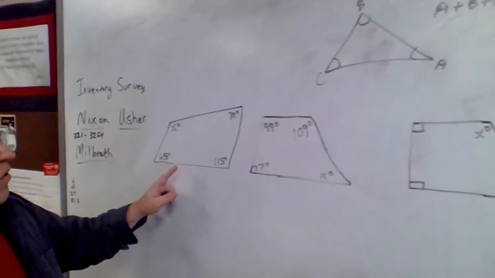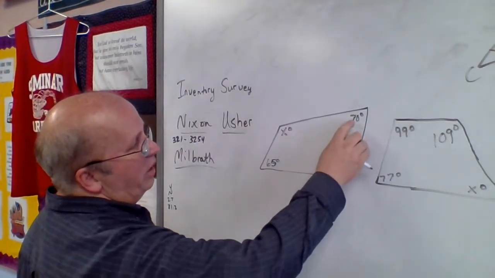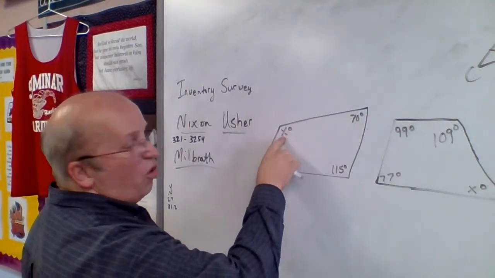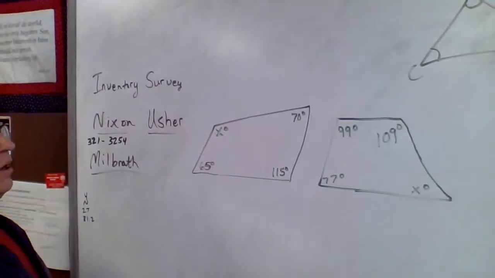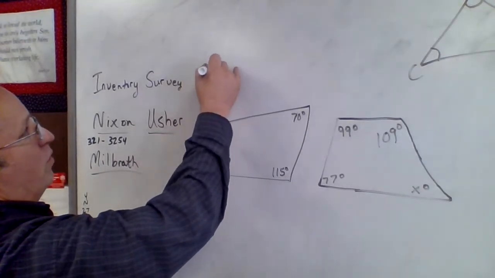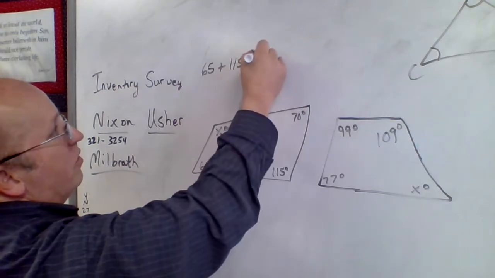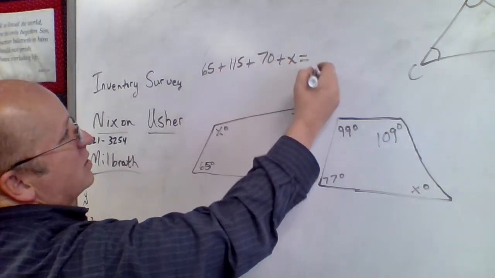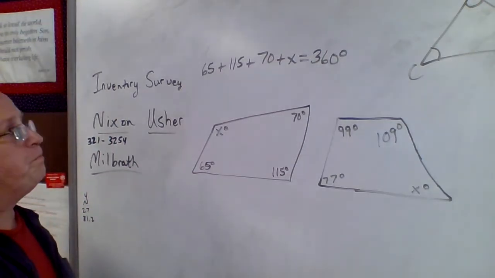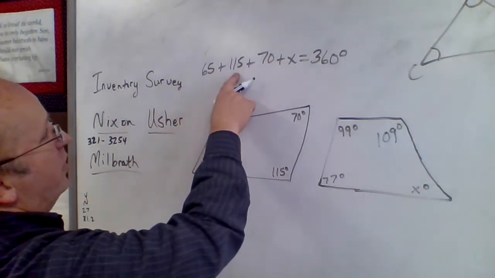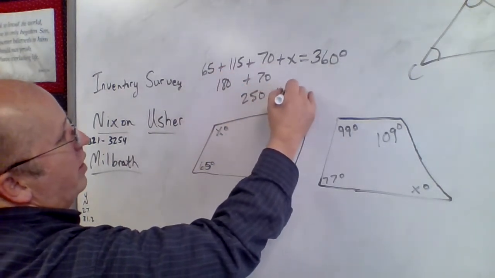So let's take a look at this first problem right here. I've got a 65-degree angle, a 115-degree angle, and a 70-degree angle, and an angle that's called x. If I want to figure out the measure of x, how do we do this? Not difficult. We take 65 plus 115 plus 70 plus x, and we make that equal to 360 degrees. This plus this is 180. Plus 70 is 250.